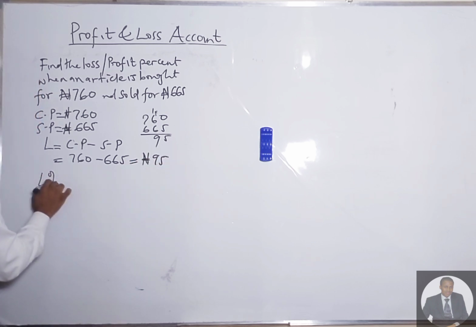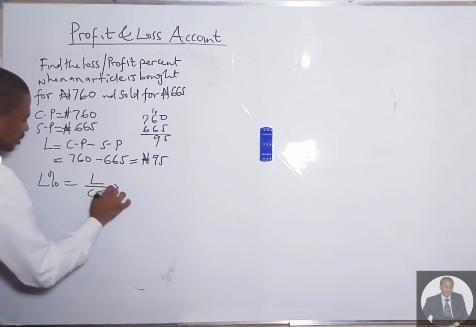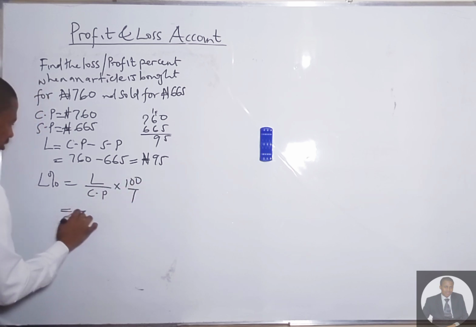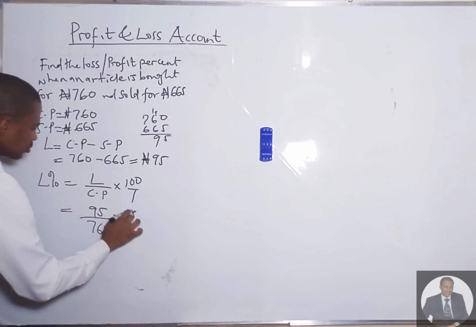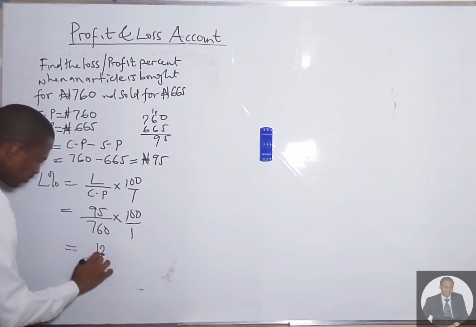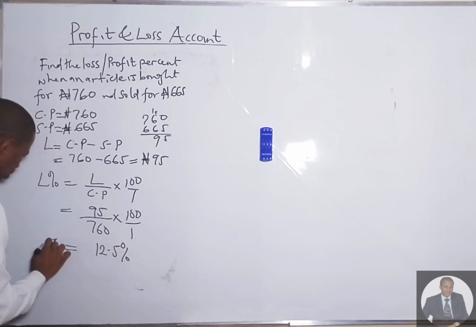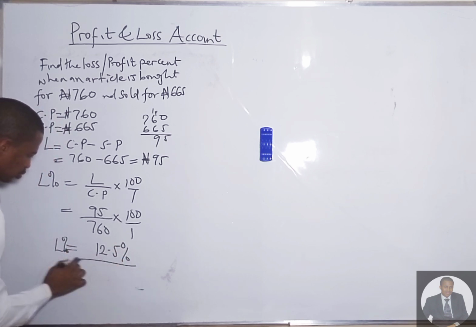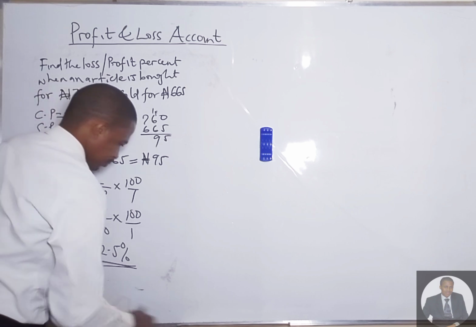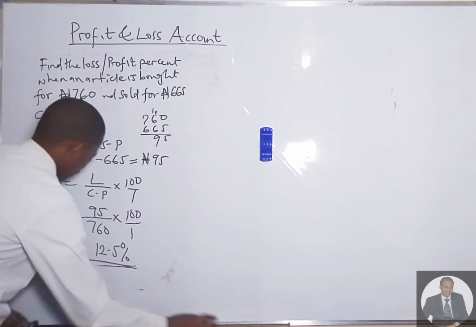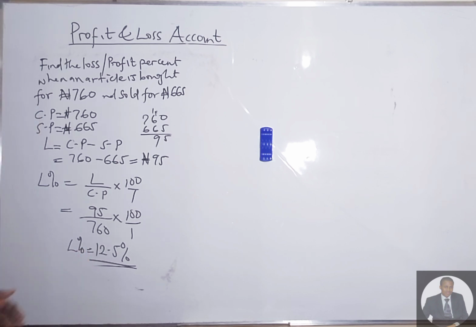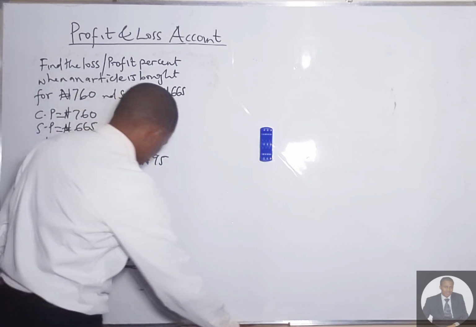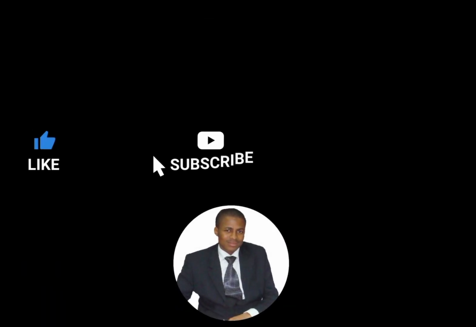Hence, our loss percent will be the loss over the cost price times 100 over 1. That's 95 naira over the cost price 760 times 100 over 1. This will give us 12.5%. So the loss percent equals 12.5%, because the amount he sold it for was lower than the amount he bought it.